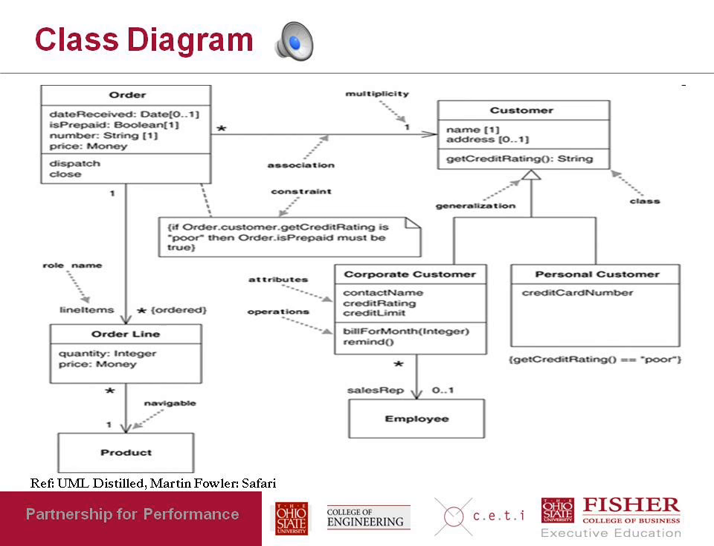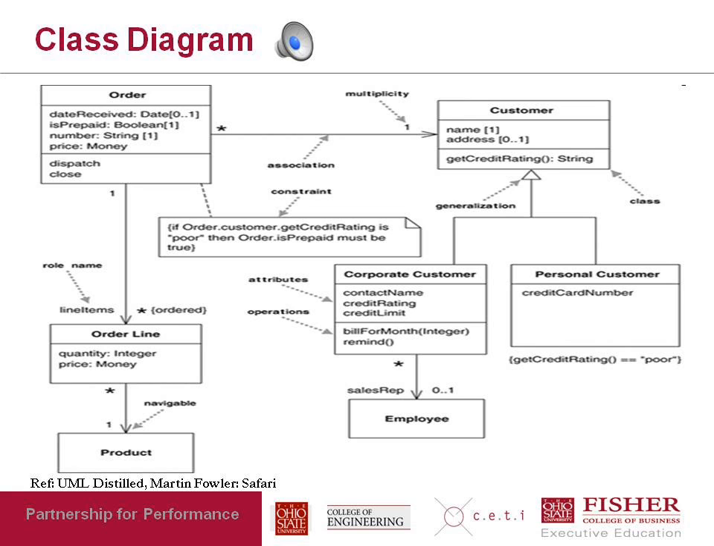So inside the order line class, you will see two attributes, quantity and price. Inside the customer class, you will see name and address. Inside the order class, you will see date received, is prepaid, number, and price. Note that in some cases, the types of the attributes are given. In some cases, the types of the attributes are not given.